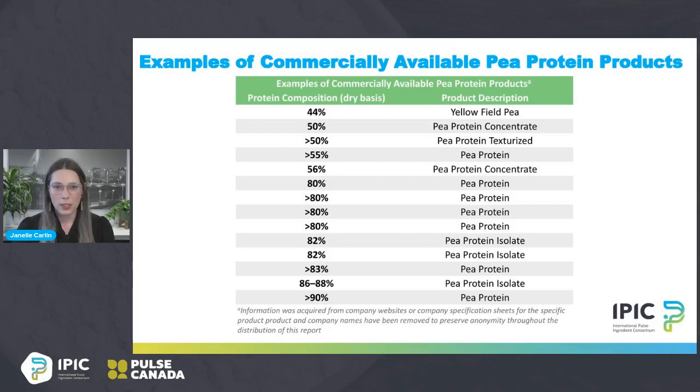There's really quite a range in protein content, and there's a big range in terms of what companies are calling these ingredients as well. So here we have yellow field pea, 44%, texturized pea protein concentrate, pea protein isolate, just pea protein.